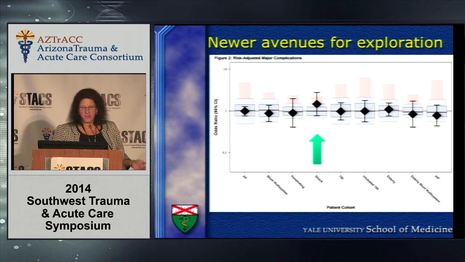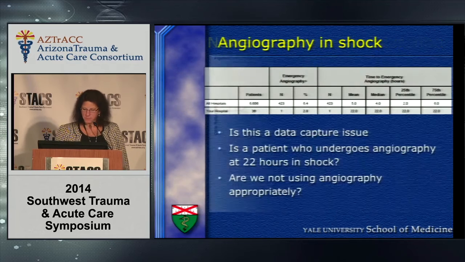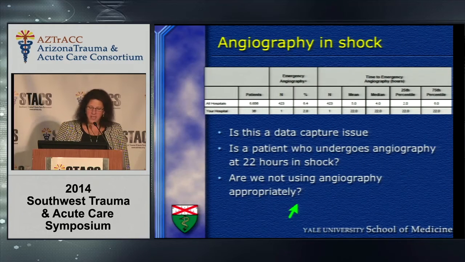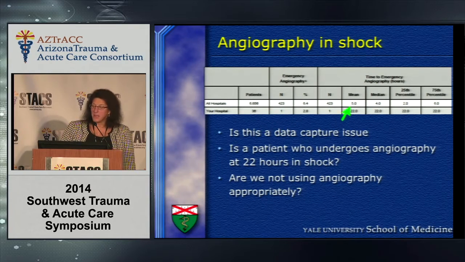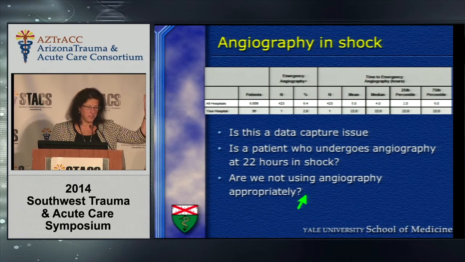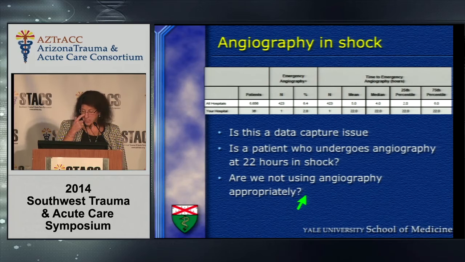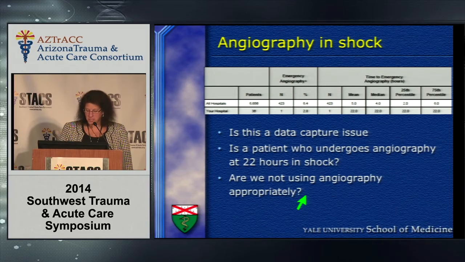So, newer avenues for exploration. This is, again, our TQIP report, and while we're dancing pretty close to the midline, we're almost in an area where I don't want to be for shock. And when we looked at our data, and by the way, we do tend to embolize more than one patient a year, so clearly we're not capturing that data. We had a time to angiography in hours of 22 for our one patient that was captured. So now we're capturing our angiography better. And we're debating whether or not a patient who requires angiography 22 hours after trauma is really in shock.